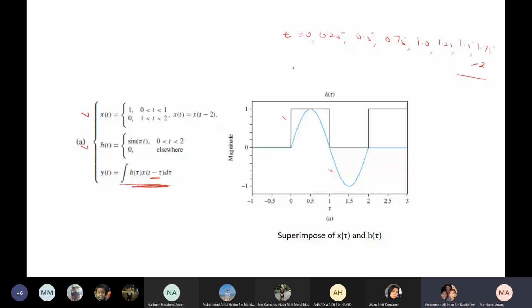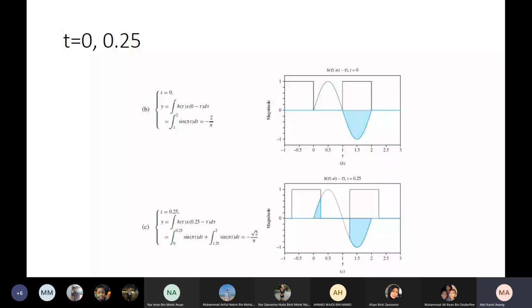For t equal to 0, you set up the integration. Basically at t equal to 0, the curve looks like this. This is the square wave, and this is the sine wave. So at t equal to 0, h of tau x of t minus tau d tau, you can write as h of tau x of 0 minus tau d tau.